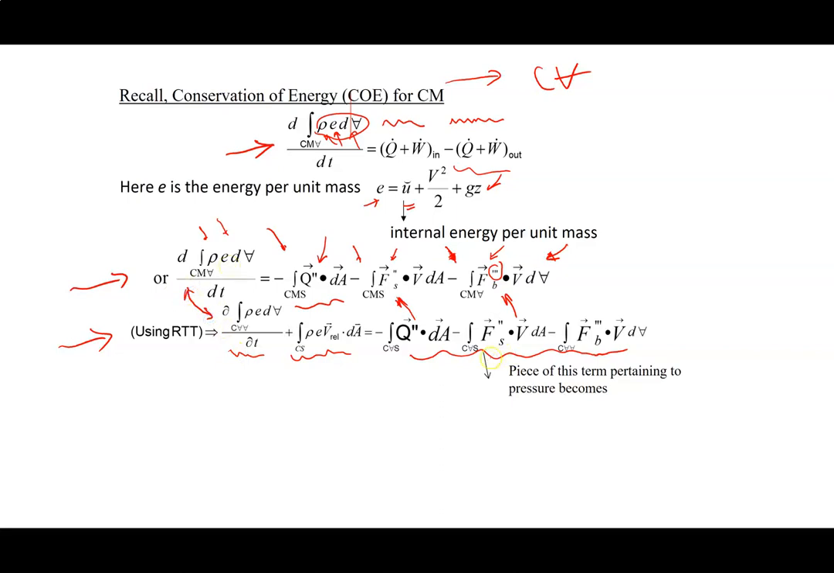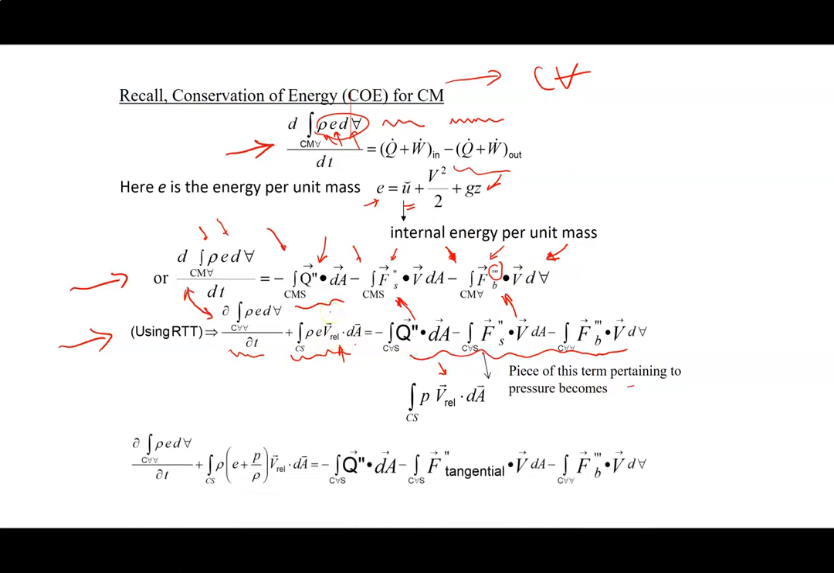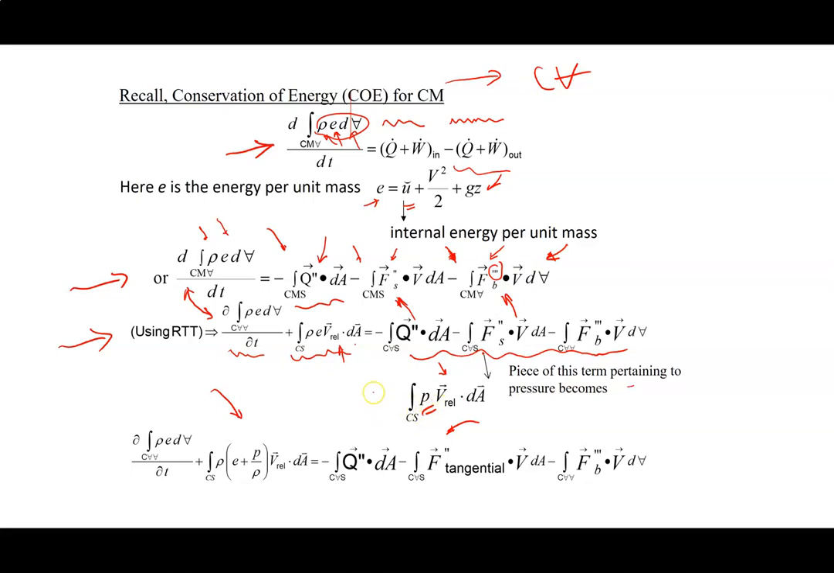What I've done is, on the left-hand side, I've used the Reynolds transport theorem. Now it turns out there's a piece of this work that pertains to pressure. It's the integral of P, the pressure at the surface, times the relative velocity times the area. Since that has the same form as the relative velocity times the area, I can move it to that side of the equation. And so the energy equation can be simplified and written in this manner. And then over here, the only kind of surface force we have are the tangential forces, and the normal force due to pressure has been taken out and accommodated on the left-hand side.